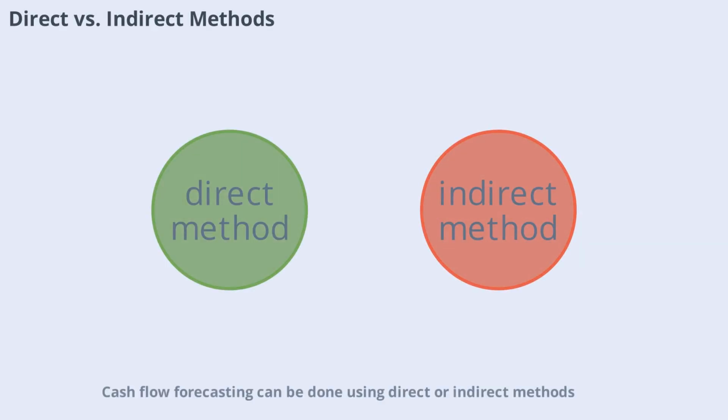Cash flow forecasting can be done using direct or indirect methods. The direct method involves tracking actual cash receipts and payments, making it ideal for short-term forecasts. The indirect method starts with net income and adjusts for non-cash items, making it suitable for longer-term projections. Understanding the differences between these methods helps you choose the best approach for your business and ensures accurate forecasting.